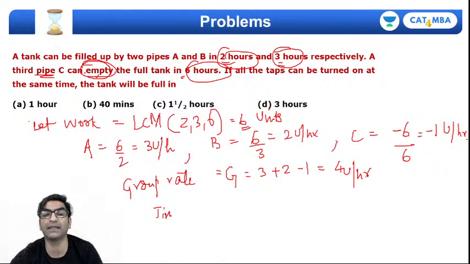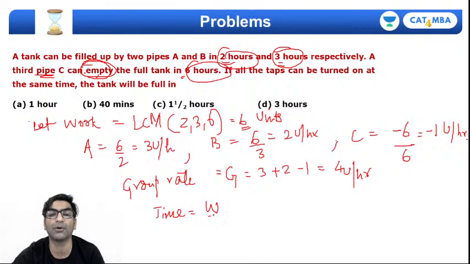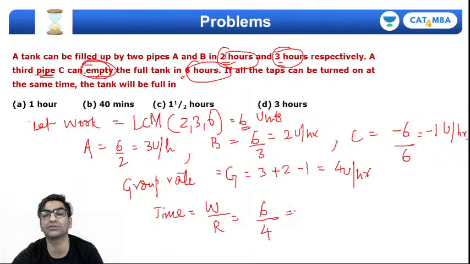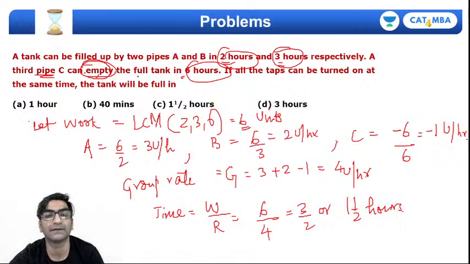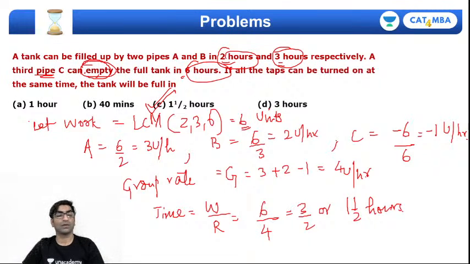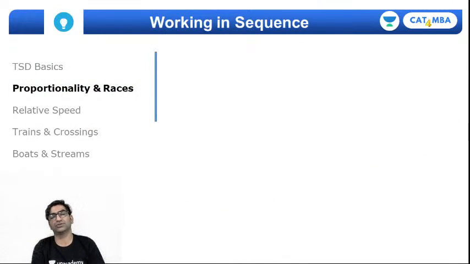Then time taken by them together will be work upon rate, right? I know the work is 6 units and rate is 4 units, so I'm getting 3 by 2 or 1.5 hours. And so that's option C, 1.5 hours. Right, so that's like the basic question type.